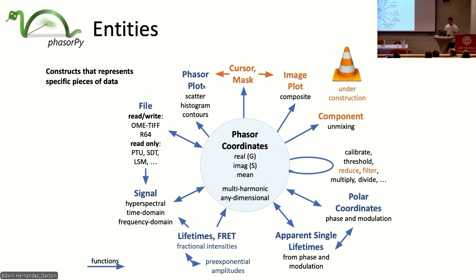So right now we have developed the phasor plot and file readers. We have all the file readers. We created the functions to work with hyperspectral, time domain and frequency domain signals, lifetime and FRET, apparent and single lifetime, and polar coordinates for the frequency part. Right now we are working on the calibration, threshold, filtering, and mixing part. Since we want to make it very independent from other libraries, we are developing the median filter, wavelet filters, and the FFT algorithms. We use the NumPy algorithm, but we also develop our own.